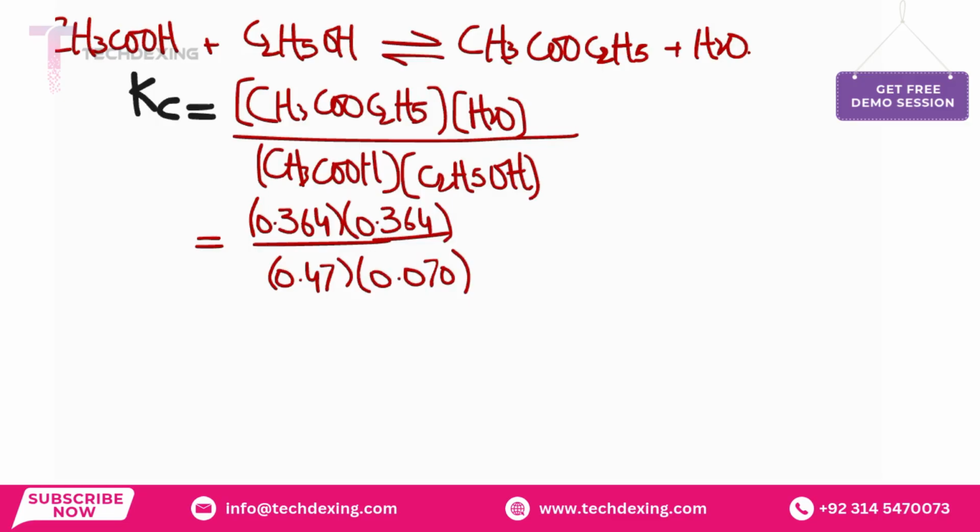Okay, so when we simplify the equation, multiplying and dividing, the answer that we get is 4.03. This is the value of your Kc.